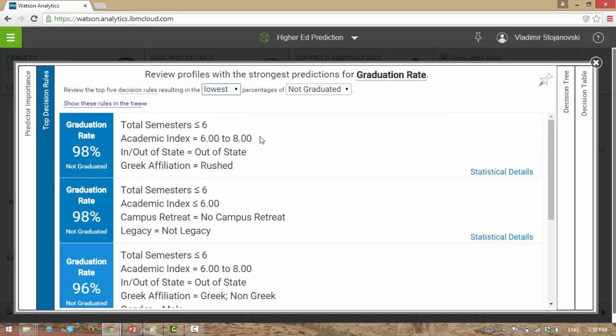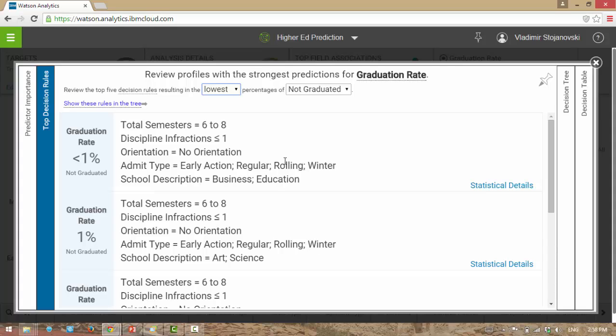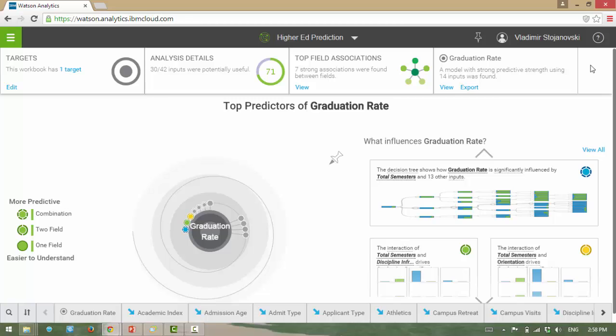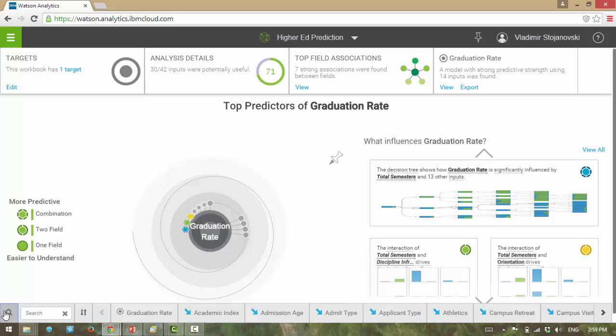Now I can take these rules and apply them to our admissions process. And this is where I can start to have a real impact on improving our graduation rate. Now we also found that total semesters is the single most significant driver of whether students graduate or not. So another way to look at this problem may be to understand what is driving our students to stay longer on our campus, to spend more semesters with the university. So for that, I can replace what's in the middle of this bullseye.